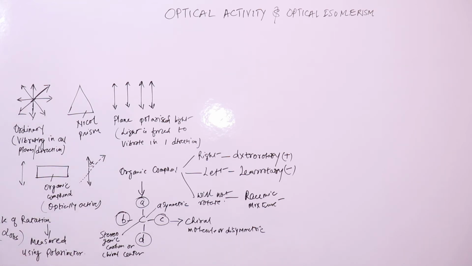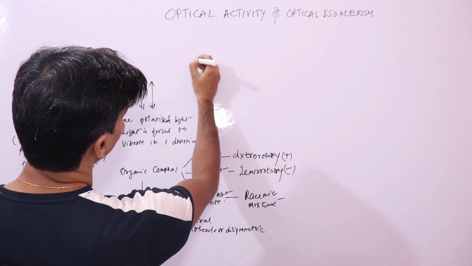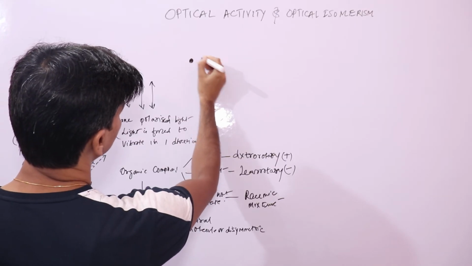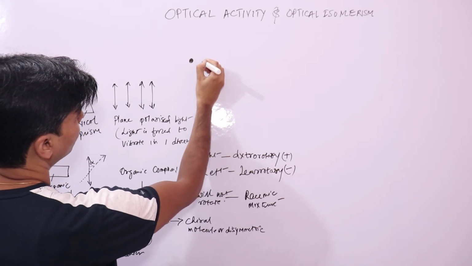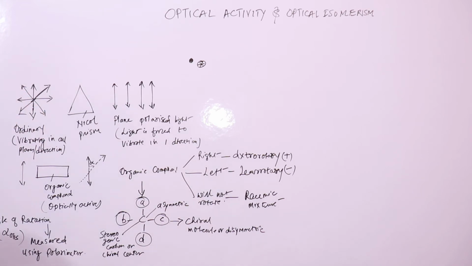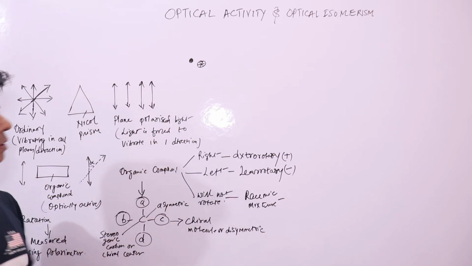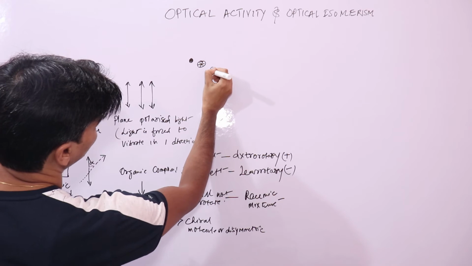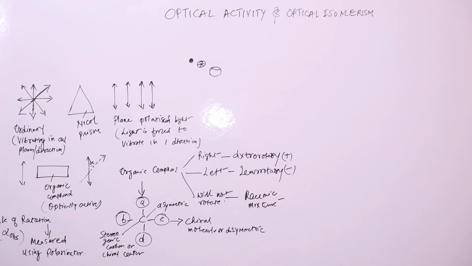A polarimeter is where you have one light source. From here this light is coming, which is vibrating in all directions. And I said that you need to pass the light through a Nicol prism, so the light coming out of this Nicol prism is vibrating in one particular plane. So what you have is a Nicol prism after that.